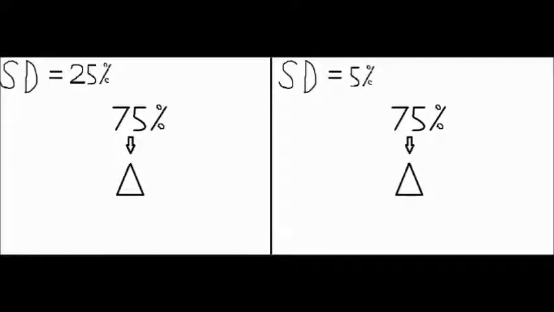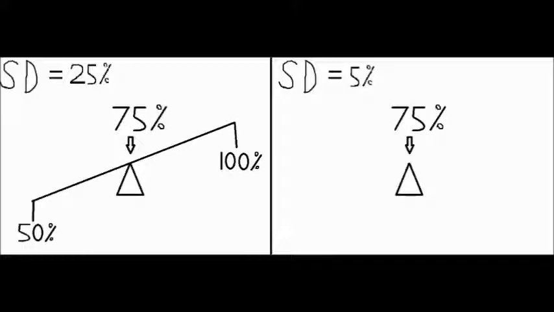As we can see, when the standard deviation is greater, the data is more spread out. But when the standard deviation is smaller, the data is closer together.